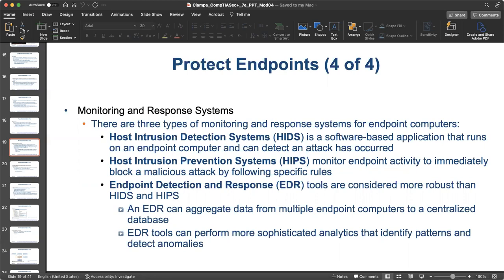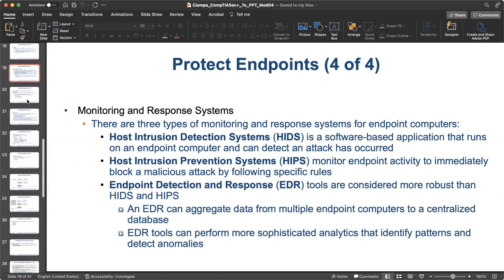This can actually help determine if an attack is more widespread across the enterprise and if more comprehensive and higher level action needs to be taken. Second, EDR tools can perform more sophisticated analytics that identify patterns and detect anomalies. This can help detect unusual or unrecognized activities by performing baseline comparisons of normal behavior of those types of code or applications.